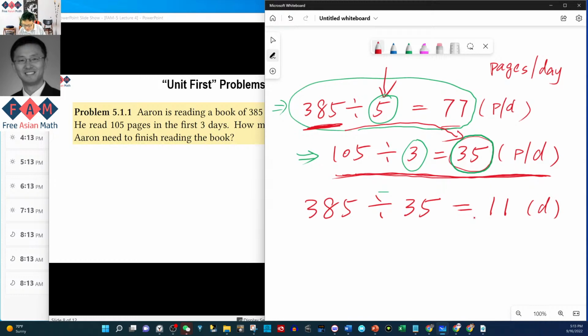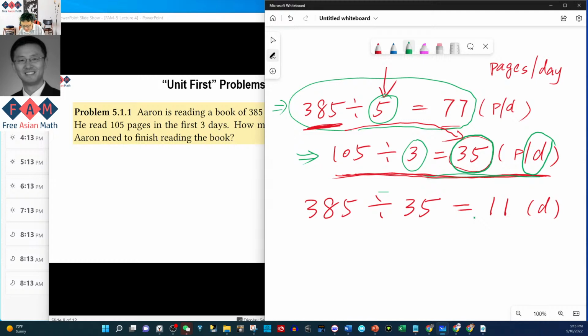And we will see shortly, this is exactly why we call this the unit first, because this is a unit quantity. Where does the unit concept come from? It's this per day. This is pages per day, right? So that is a unit. A unit is a day, every day. In a single day, how many pages Aaron can read. So this is what we call the unit quantity. So you calculate that first.